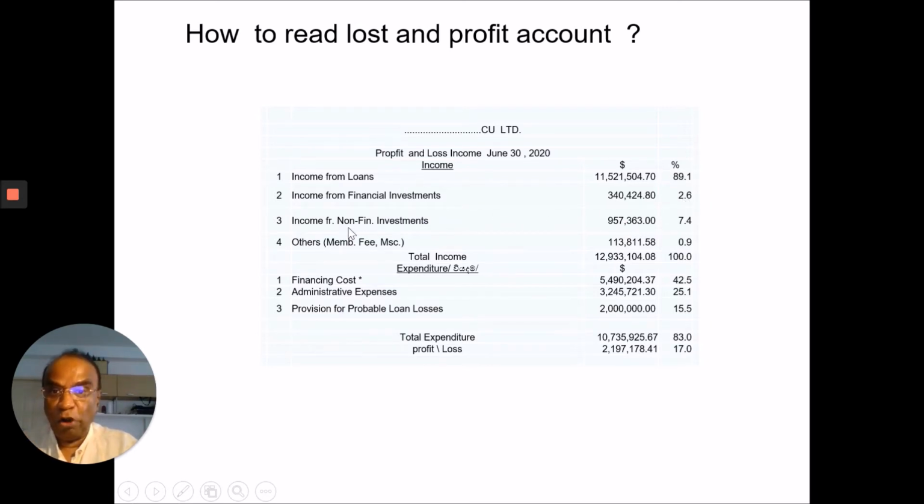income from non-financial investment. This is the other type, like stationery or smaller things. It's not a big issue at all. So then the total income is 100%. It's very, very fairly good.